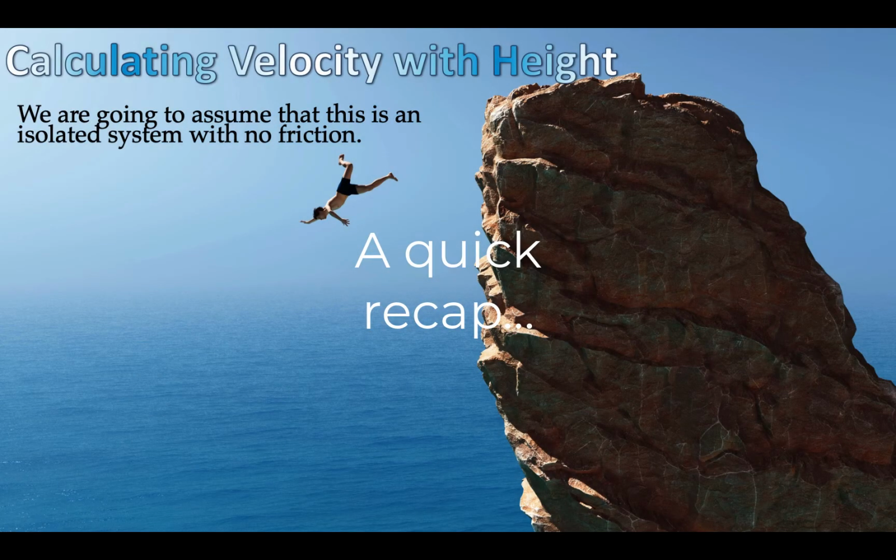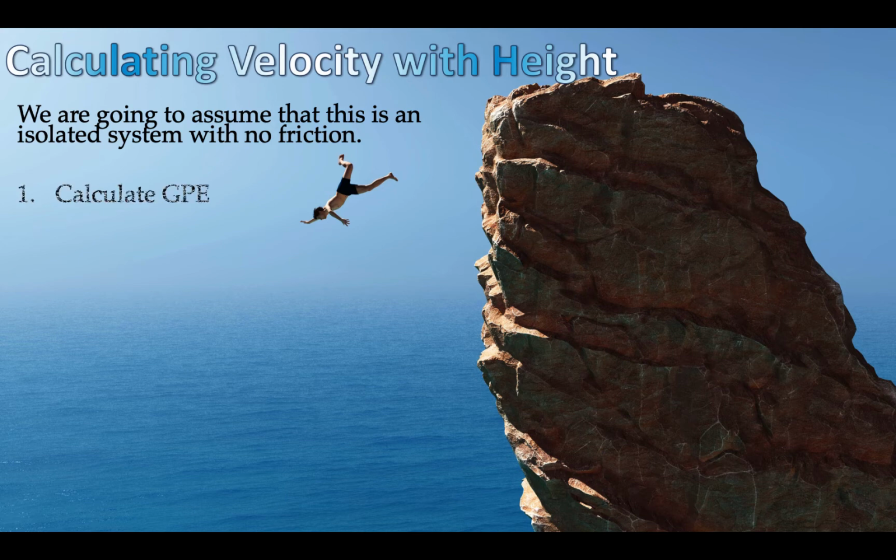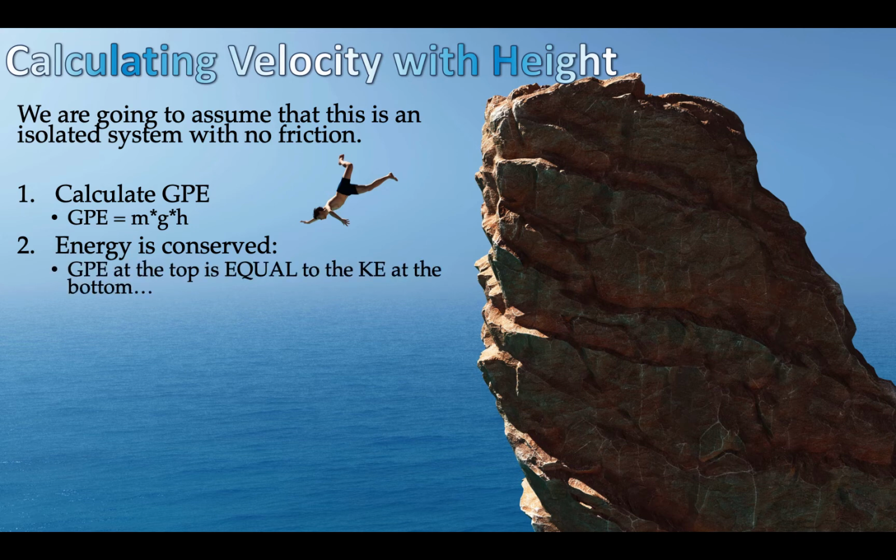So to calculate velocity by knowing height, we're going to assume that the system is isolated and there is no friction. So we need to start by calculating the gravitational potential energy at the start, so at the top of the path. And we do that by multiplying the mass of the object times gravitational acceleration times the height of the object. Energy is conserved, and so the gravitational potential energy at the top is going to be equal to the kinetic energy at the bottom of the path.